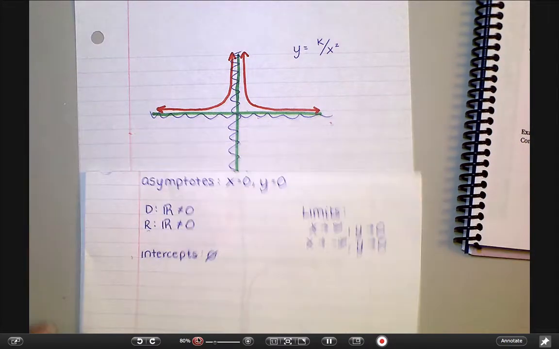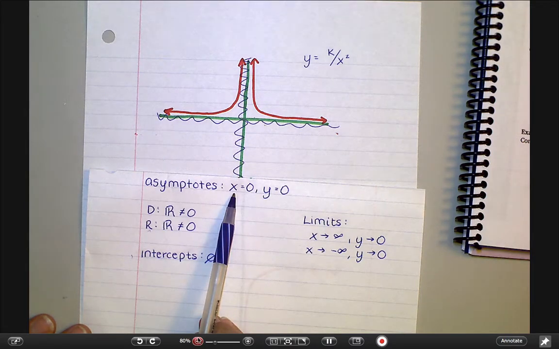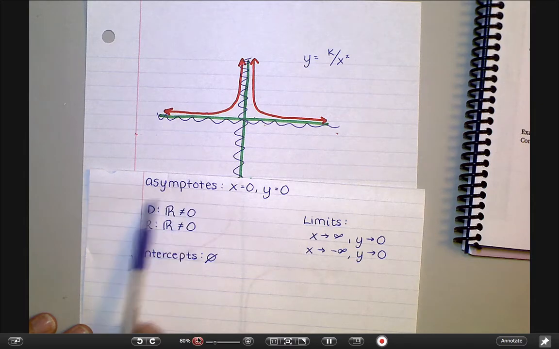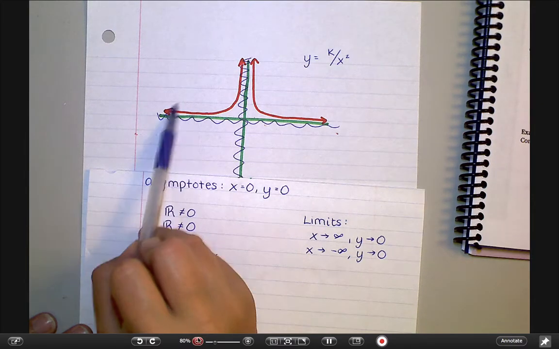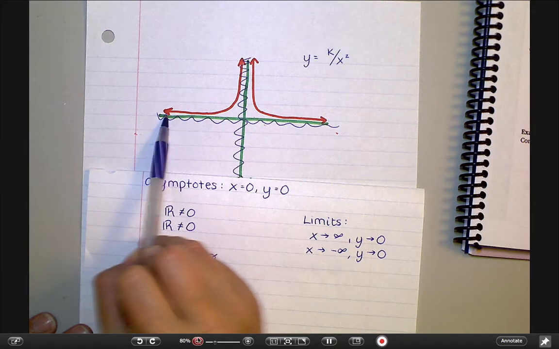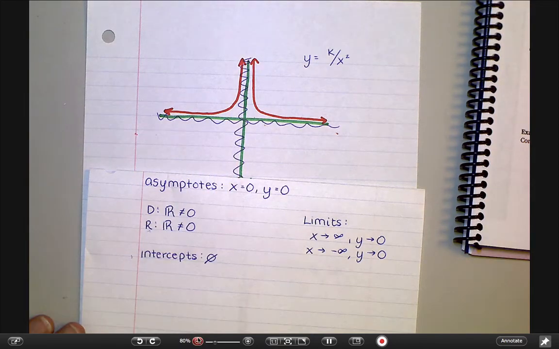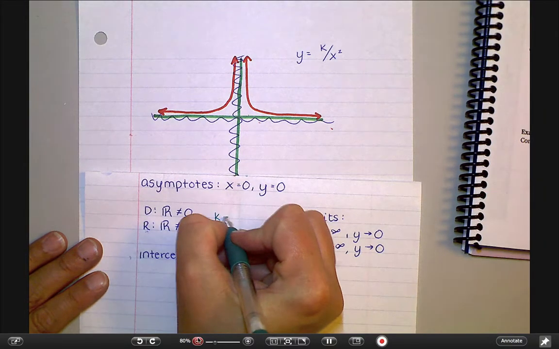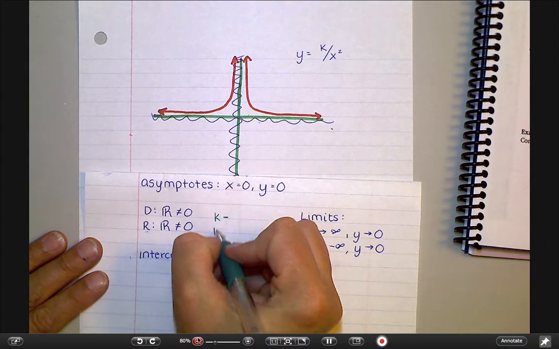Our asymptotes are still at x equals 0, y equals 0. Our domain is still everything except 0, because x-wise, you're covering everything except 0 in the middle. Except now your range, so when k is negative, your range is going to be all real numbers.